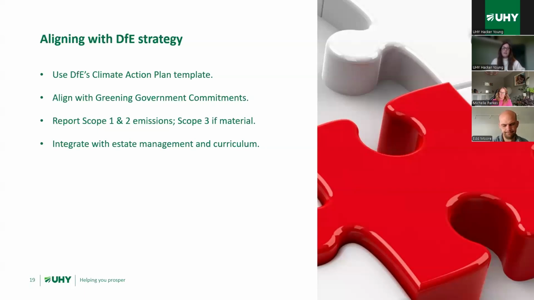So on this slide now, aligning with the DfE strategy and how this aligns. The DfE provide a template and guidance to help trusts align this with national goals. You'll need to report your Scope 1, 2, and 3 emissions if material, as we talked about on the previous slide. And these plans should really integrate with estate management and support climate education. Next slide, please.